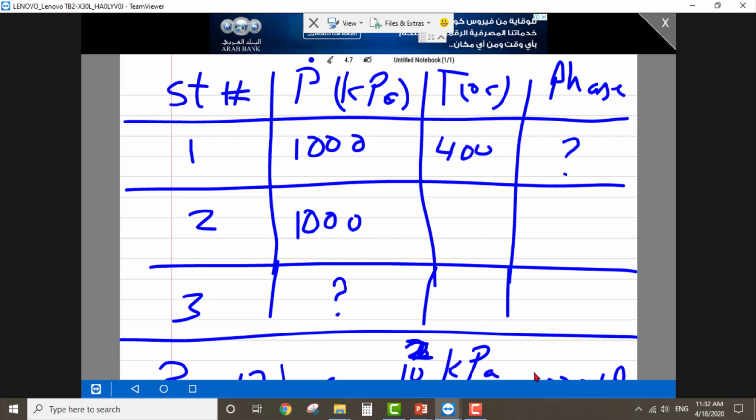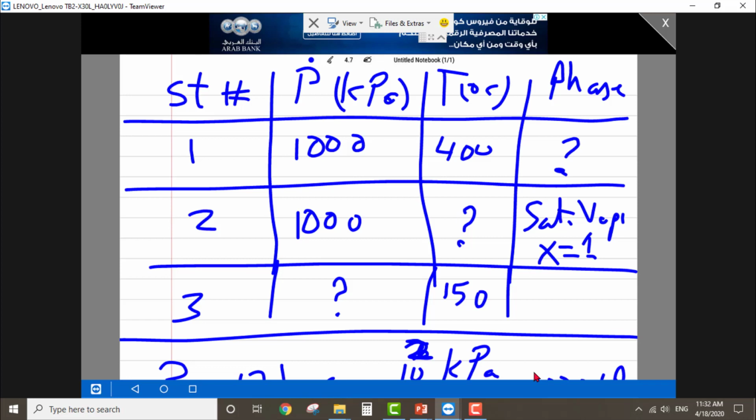Here we don't know any information about the phase in state 1. In state 2, there is no information about temperature, neither the volume, but we have compression. And this is saturated vapor. Saturated vapor means x equal to 1. In state number 3, it happens at a constant volume. So this is 150. And V1 equal to V2.